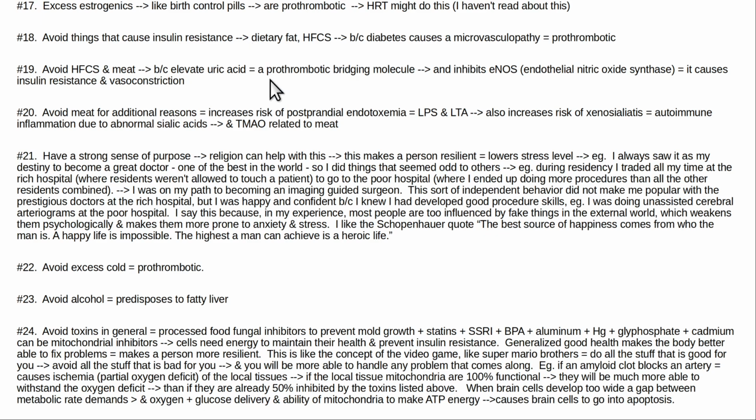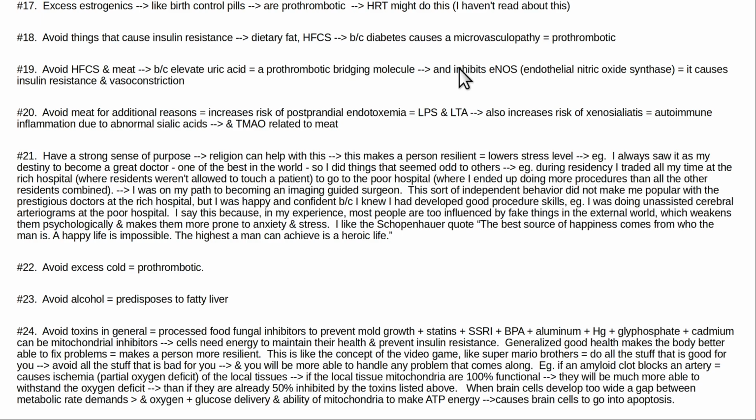I'm sure it matters on the dose, but I only got so much time and I have not read about that one. Okay, avoid things that cause insulin resistance. So, classically, dietary fat's the main thing, but there's other things. High fructose corn syrup, SERCA inhibitors will do it as well. Because once you get diabetes, it causes a microvasculopathy. The chronic hyperglycemia, elevated blood glucose, is toxic to the endothelial cells, the arterial lining cells. And when those guys are damaged, the vessel becomes prothrombotic.